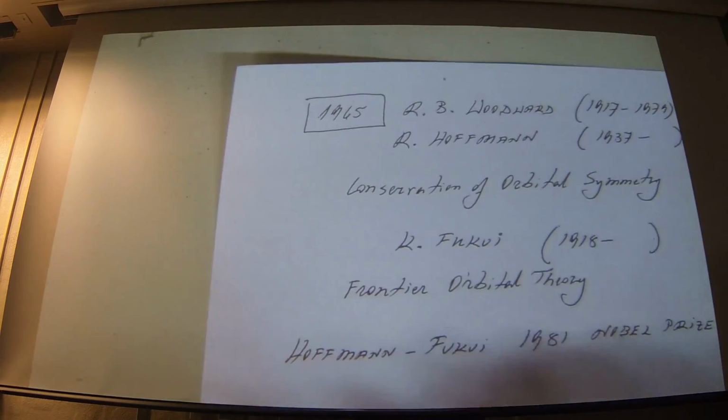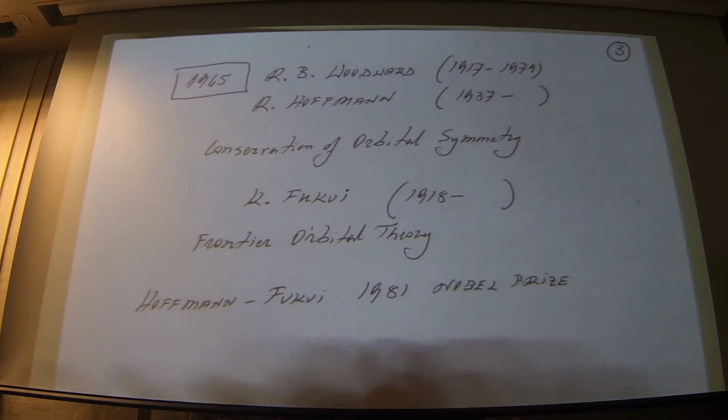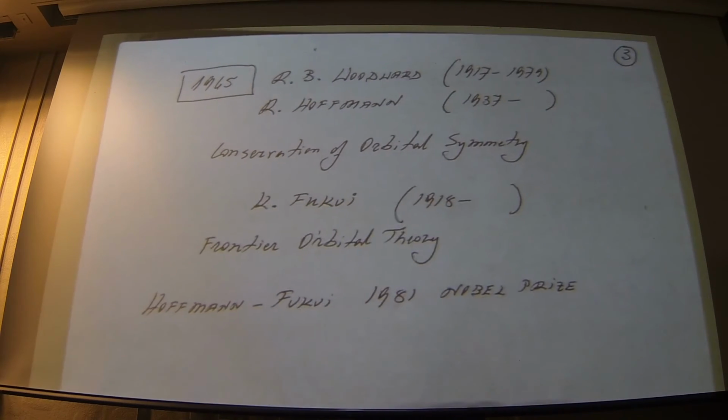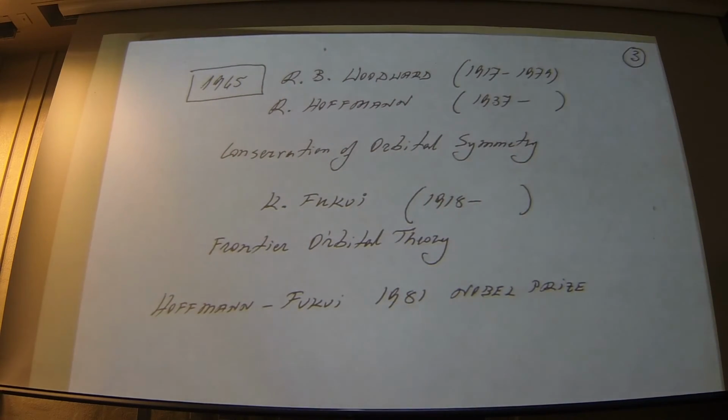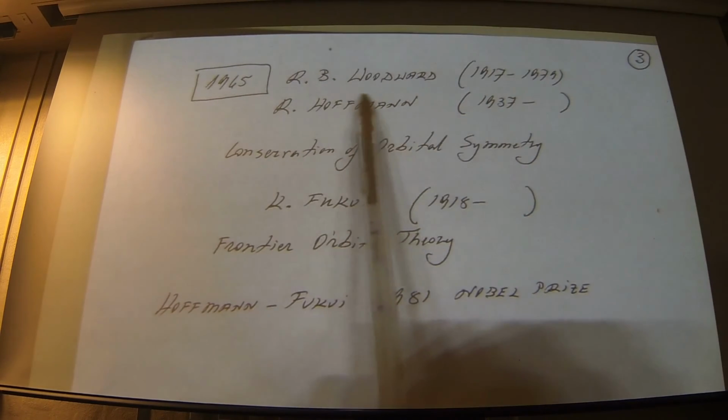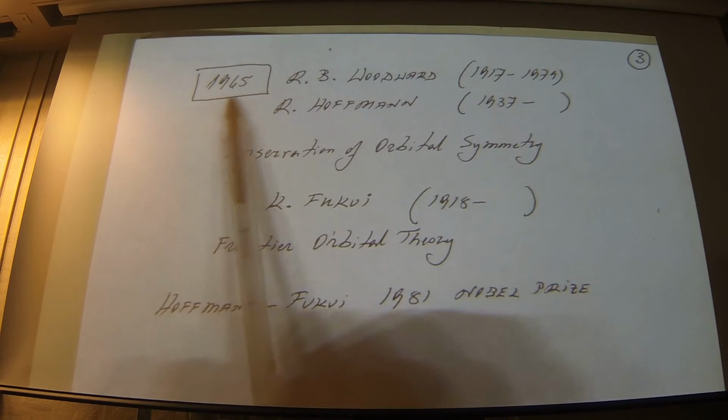Okay, now the rules that we're going to talk about, we're not going to go through in excruciating detail, but these rules were articulated for the first time in 1965. Woodward and Hoffmann, and by the way, this is the same Woodward that the Woodward rules are named after, right? Remember when we talked about UV spectroscopy, we talked about Woodward rules, same guy. Woodward and Hoffmann wrote an important paper in 1965 that described these rules.